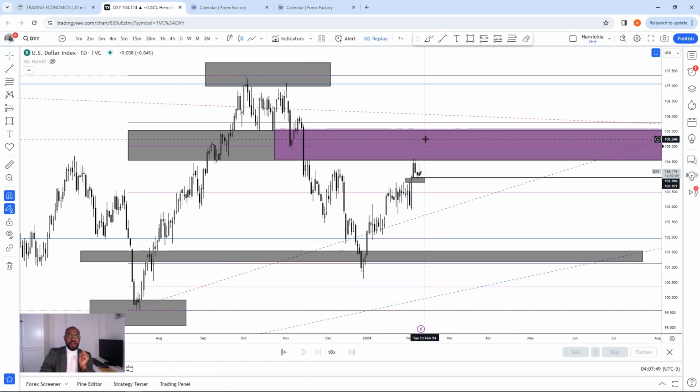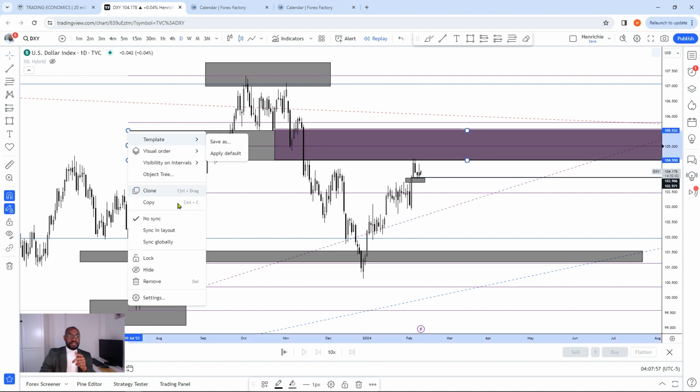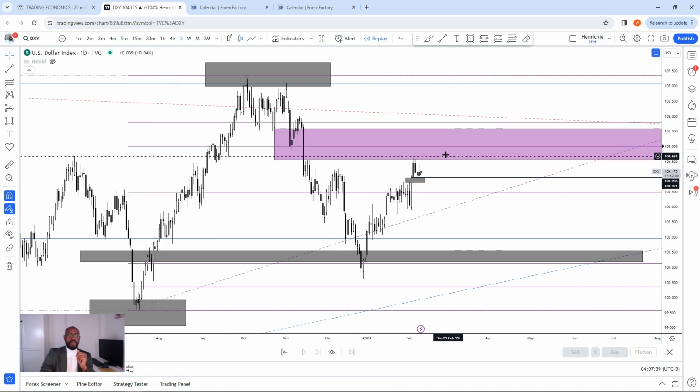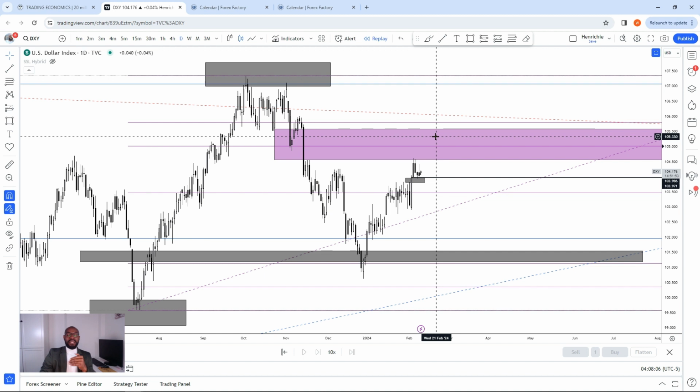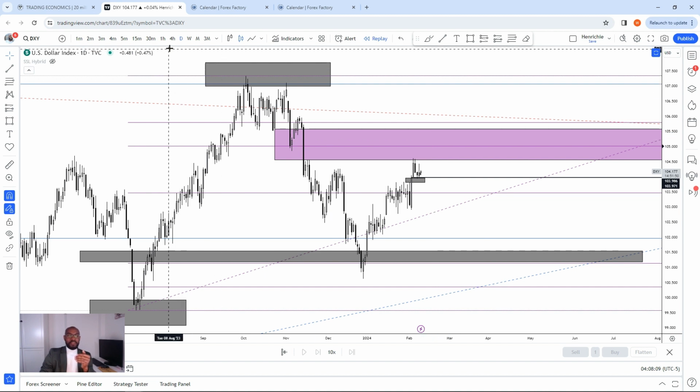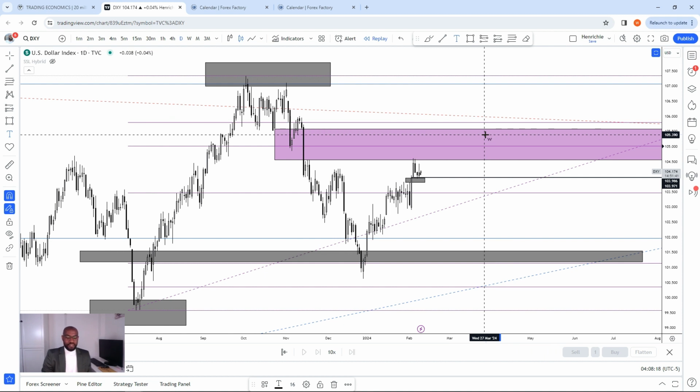So if price should come in here and tap the extreme key level, our extreme premium position, all we'll be looking for is a potential shift in market structure in the 15-minute time frame or in the 30-minute time frame, because we're working with a daily time frame right here. So we would like to see a 30-minute shift in market structure from this key level. If we do see a 30-minute shift in market structure, then we'll potentially be looking for sells on the dollar.